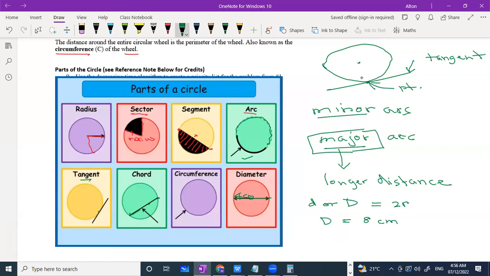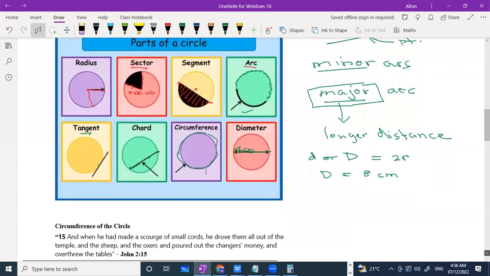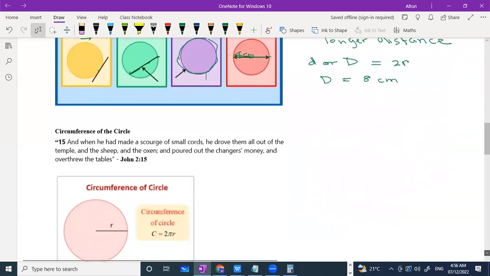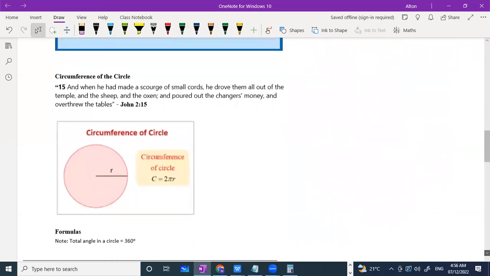And of course, the focus today is on the entire circumference or perimeter of the circle. How do we find that? And I'm glad you asked that question. So maybe it's a good idea to go straight into our formula. How do you find the circumference of the circle?